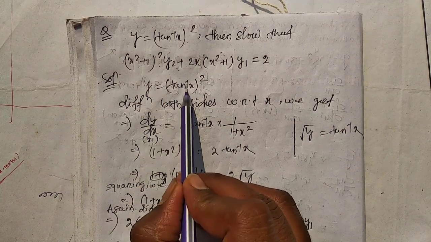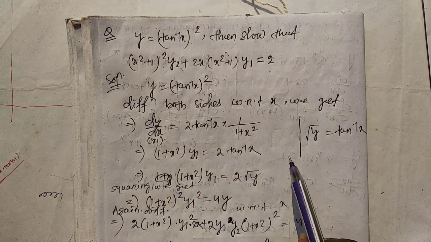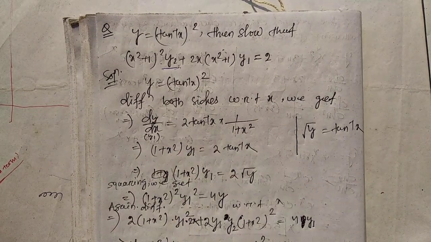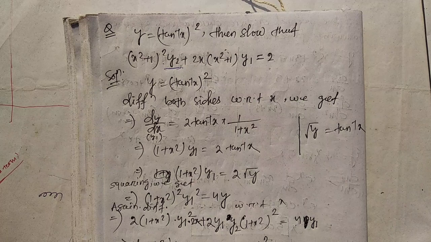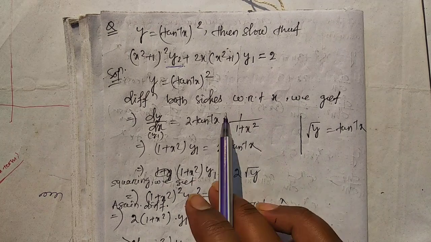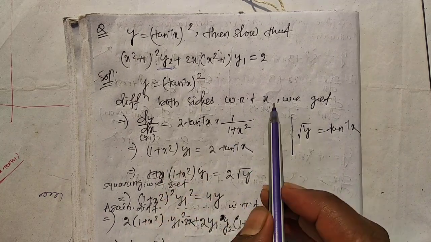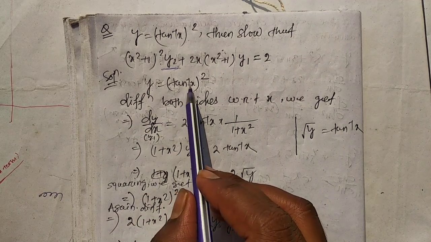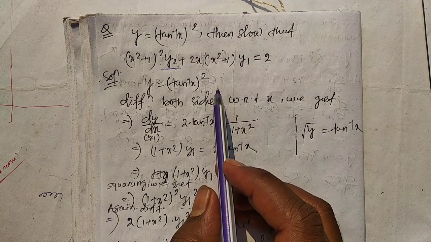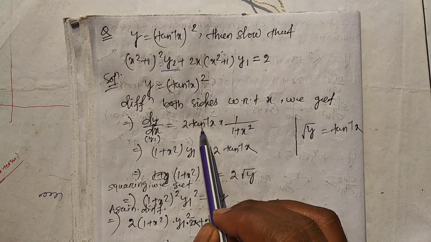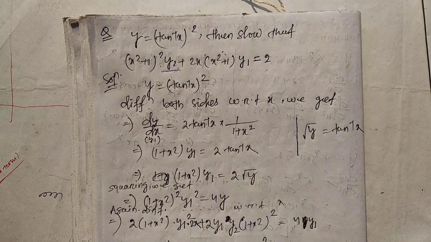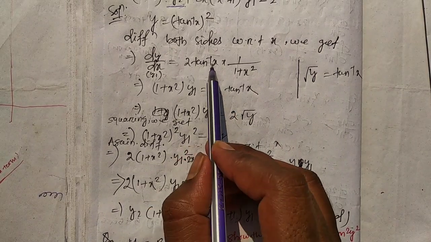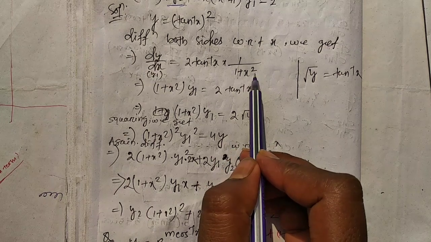Here y is equal to tan inverse x whole square. So first differentiate with respect to x. Everyone observe, as the term y2 is there, we have to differentiate twice. Getting? So first differentiate with respect to x, the derivative of y will be y dash. Then the derivative of tan inverse x whole square will be how much? 2 tan inverse x into the derivative of tan inverse x from chain rule. So this will be 2 tan inverse x into 1 by 1 plus x square.